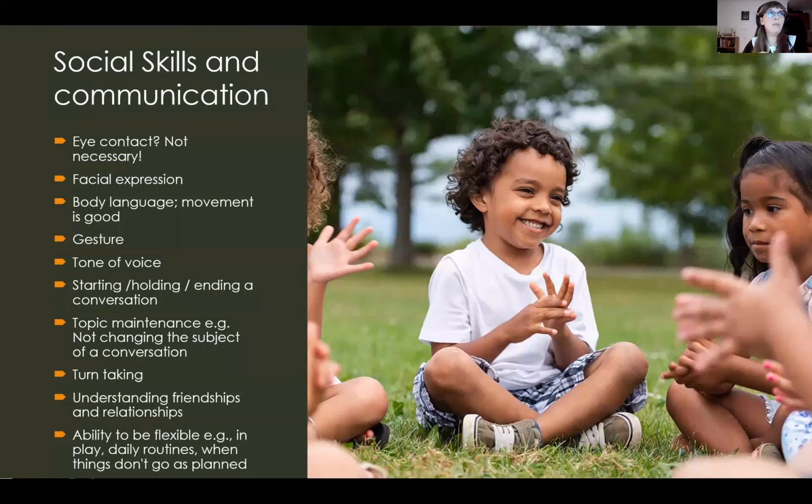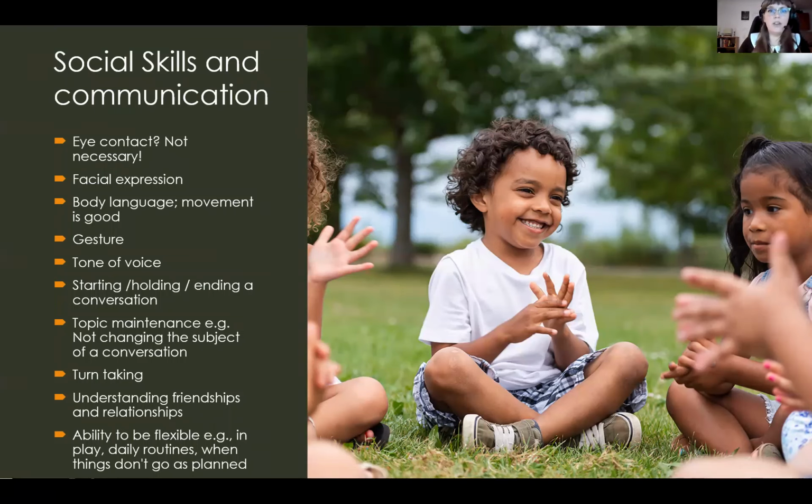When we think about social skills for slightly older children, we're thinking about things like gesture and tone of voice. How do we start, hold, and end a conversation? And not changing the subject of a conversation just so we can talk about our favorite things. These are all areas that older children and teenagers might be a bit more concerned with. Things like turn taking, understanding friendships and relationships, and then the ability to be flexible.